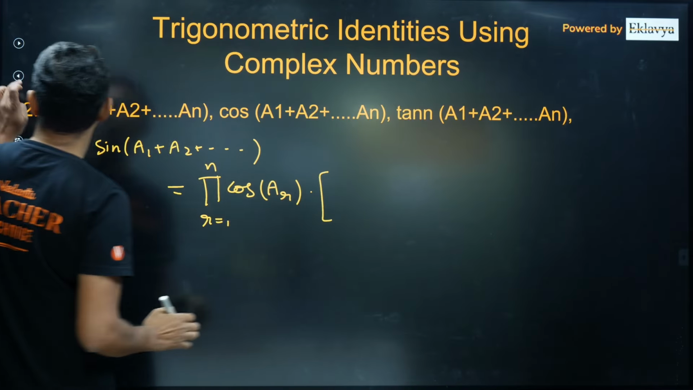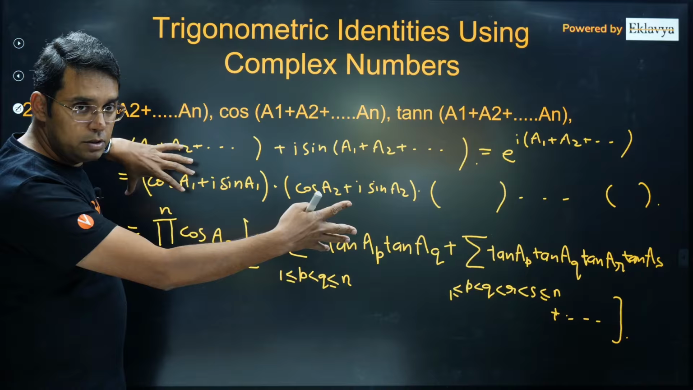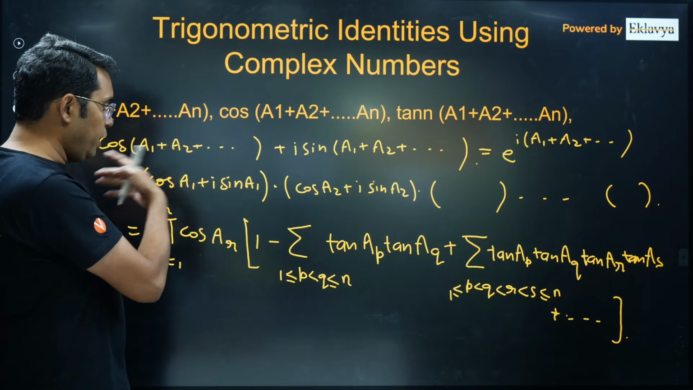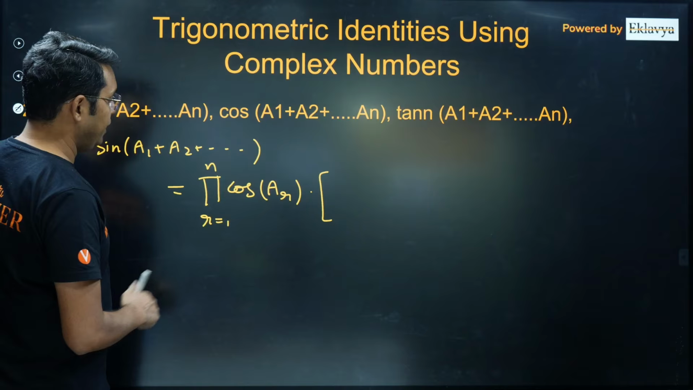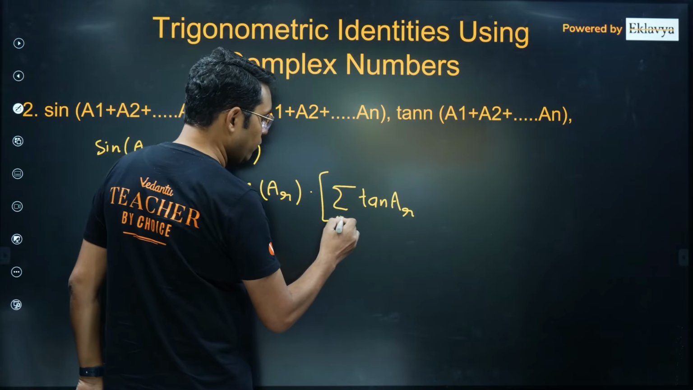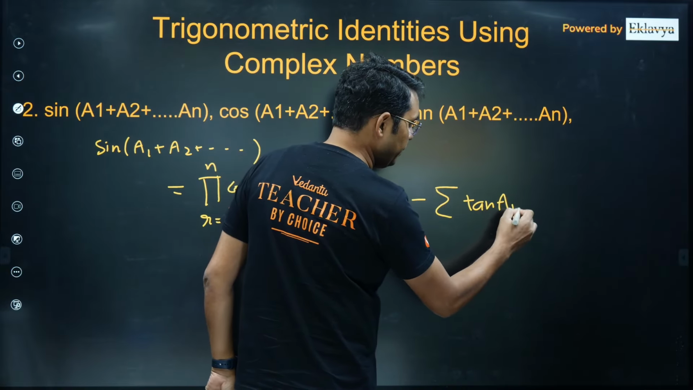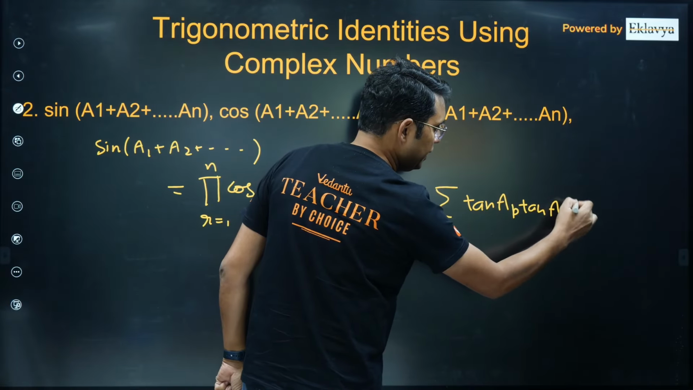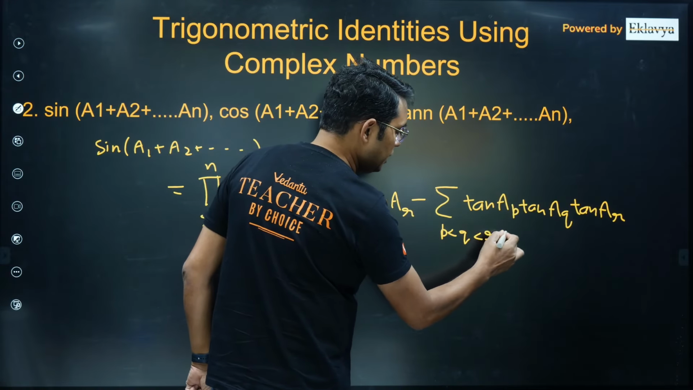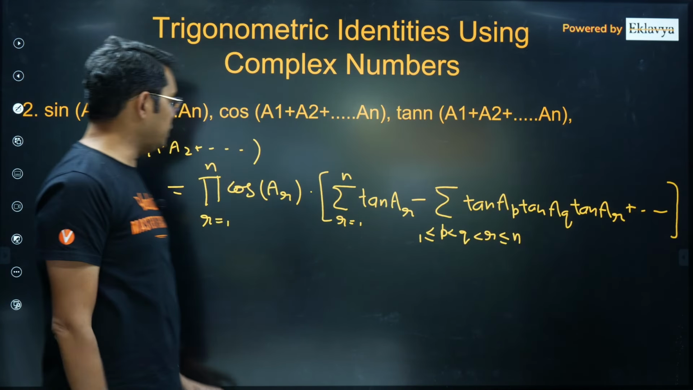Okay, and then the first imaginary part will come when one sine is multiplied with all the cos, so that there will be one sine, all cos. If you take all cos common, all cos going out, this sine will become tan. So here it will be just the summation of tan A_R, R equal to 1 to n. Then a minus sign will come and there will be 3 tans, tan A_P, tan A_Q and tan A_R. Here also P less than Q less than R less than or equal to n, greater than or equal to 1, and so on. Okay, so this is the formula for sine.